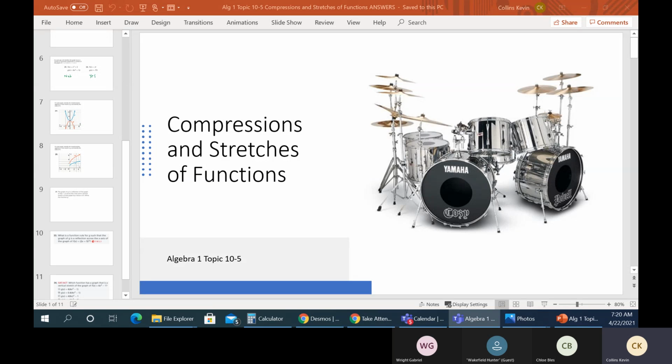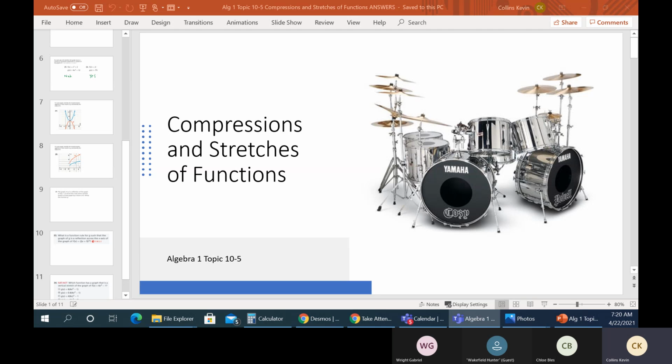All right, so we're going to finish up topic 10.5 here, compressions and stretches of a function. And we've done probably over half of this already, so this hopefully will be a short class for you today. Heading into the weekend, that'd be nice.